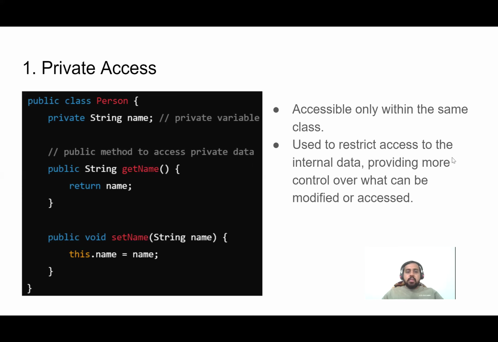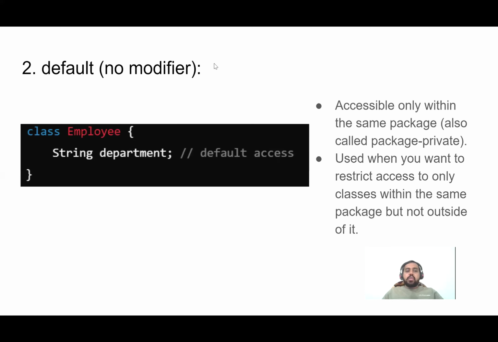We'll see what I mean by default. If you don't provide anything, by default Java will make it default. For a default access modifier we don't have to write anything; Java will treat it as default. If you make any variable default, it is accessible within the class and also within the same package. A package is nothing but a folder where we write all our classes.